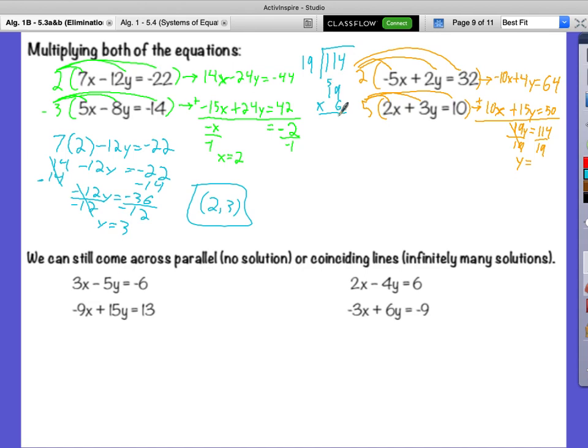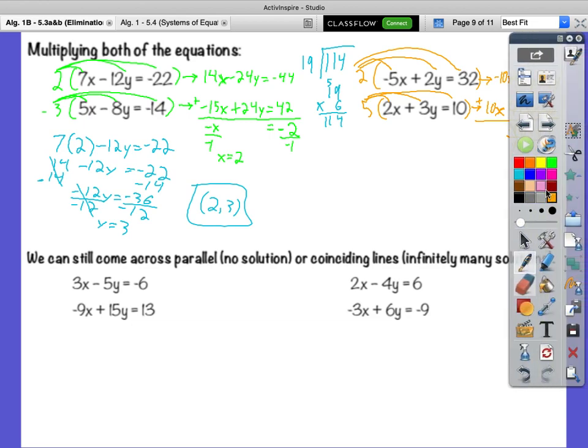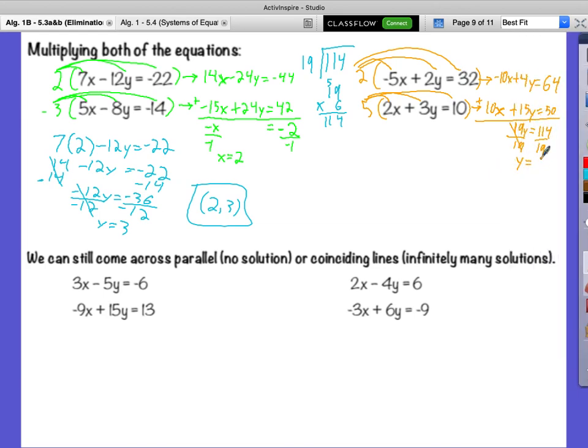Put the 5 up here, the 4 down here. And what's 6 times 1? 6 plus 5 is 11. Hey, did we end up getting it? Yeah. Okay. So y ends up being 6. Because 19 goes into 114 6 times. The same thing is saying that it multiplies by 6 to get there.